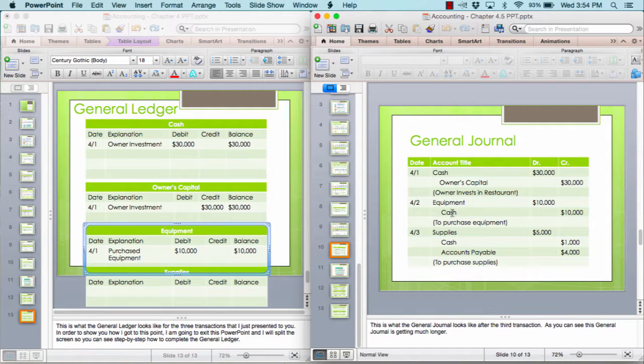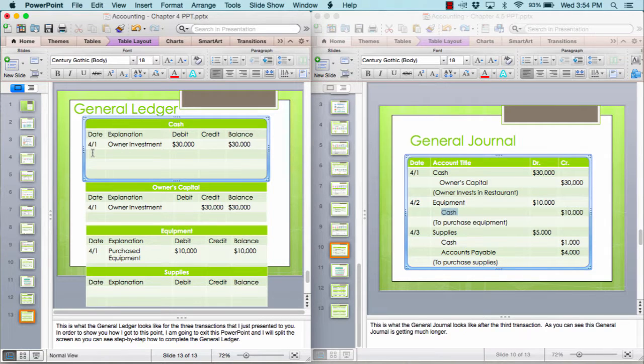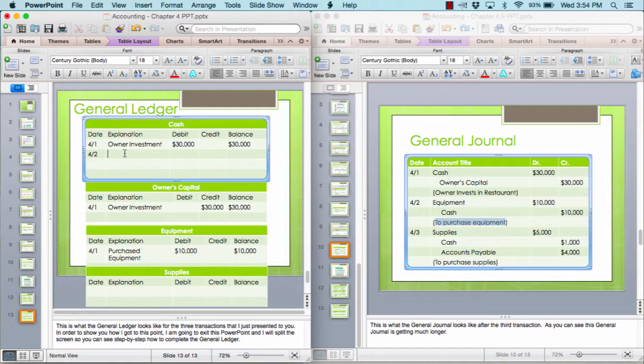Now we have another transaction that affects the cash account, and that's a credit of $10,000. So we're going to go to our cash general ledger, excuse me. In this case, it happened on April 2nd, and that was due to a purchase of equipment. So I'm going to put down paid equipment because that's what we're doing. We're paying, and it was a credit of $10,000. So now we no longer have $30,000. We actually paid something for the amount of $10,000, so our new balance is $20,000.